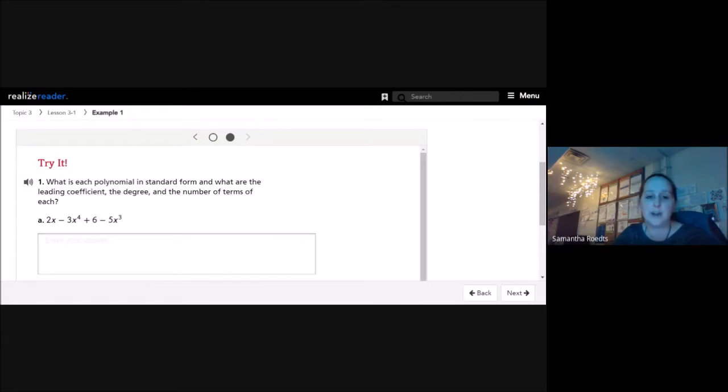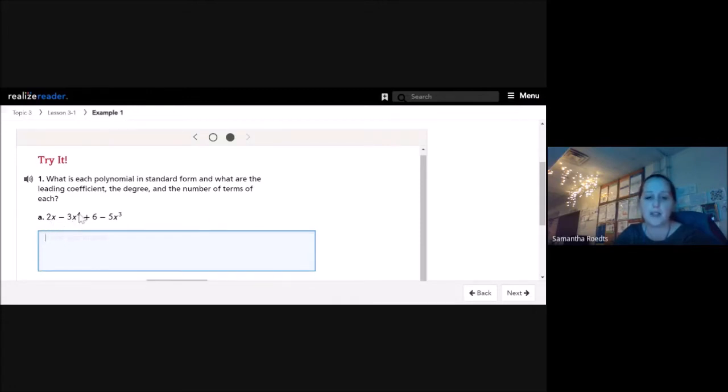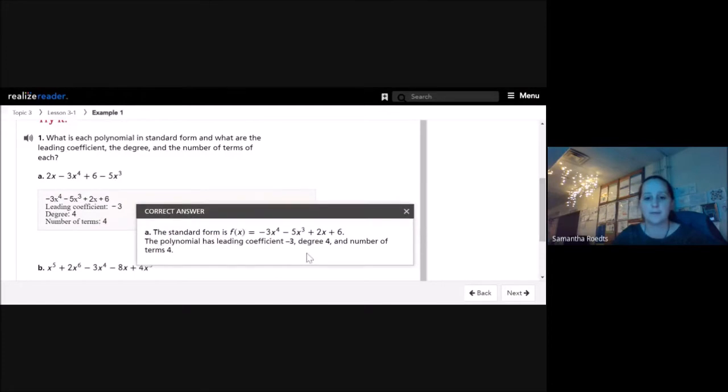All right, so let's try it out. What is each polynomial in standard form, and what are the leading coefficient, the degree, and the number of terms of each? So I'm going to look at this polynomial. I have 2x minus 3x to the fourth plus 6 minus 5x cubed. So my biggest value is the x to the fourth, so that goes first. Then I'm going to do the x cubed, so minus 5x cubed, plus 2x plus 6, so 4, 3, 1, there's no x squared, and then 6 is a constant. So my leading coefficient is negative 3, the degree is 4, and number of terms is 1, 2, 3, 4. Coefficient negative 3, degree of 4, terms 4.